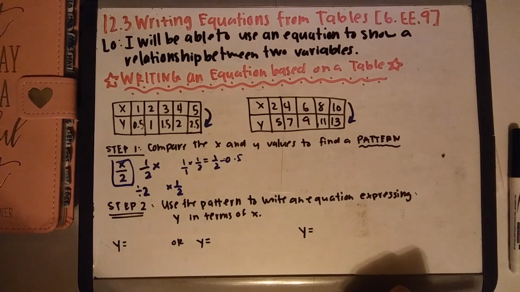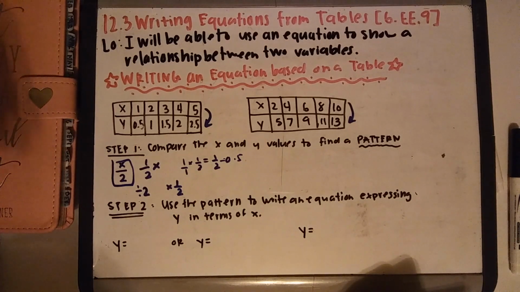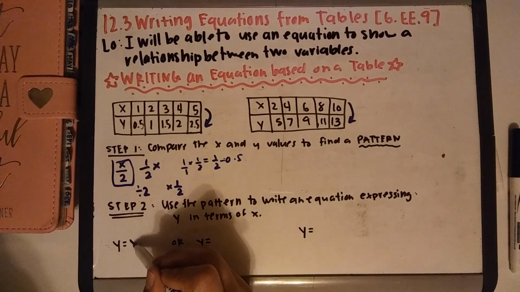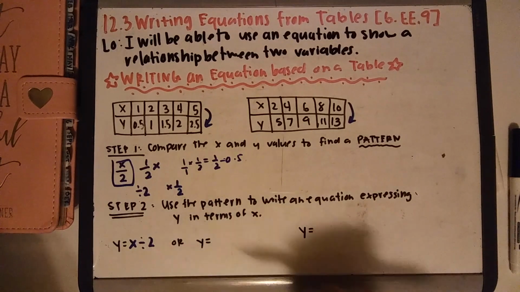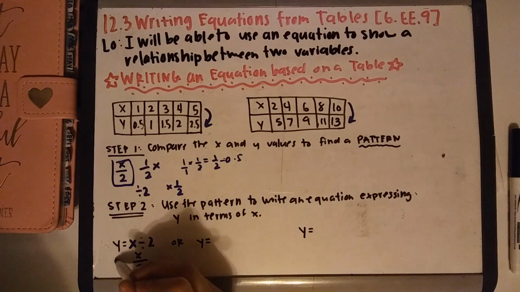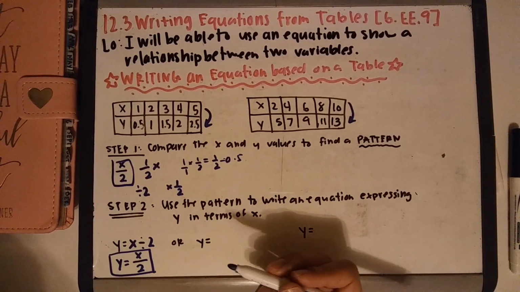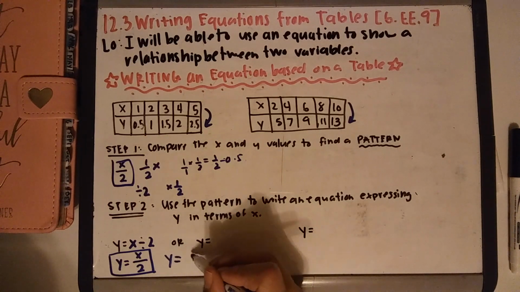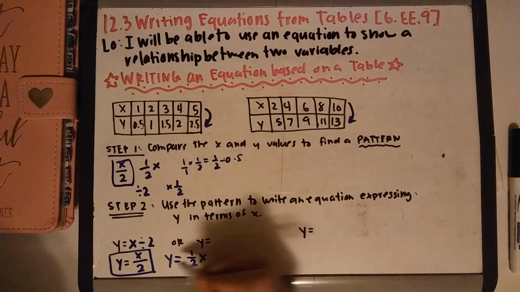Now, how do I write my equation? You have to have y equals something in regards to x. So you always have to start with y. I already found my pattern. So what am I doing to the x? I'm dividing it by 2. Maybe you're tempted to write it this way, and that's not wrong, but we write it as a fraction now. So just use this: y equals x over 2. Or we can also say y equals 1/2 times x.